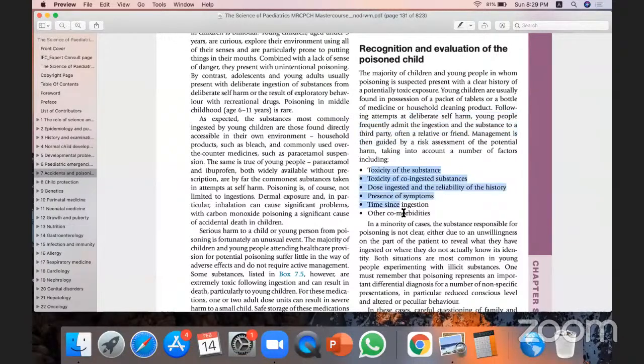Then we have to think about toxicity and co-ingestion. If a child took alcohol with aspirin or alcohol with MDMA, the toxicity increases. So you have to keep in mind the toxicity of the substance, co-ingested substances like alcohol, paracetamol and aspirin, the dose, the history and symptoms present, the time of ingestion, and other comorbidity, like the child may have CP, diabetes, or hypertension. These things you have to keep in mind while managing a child.